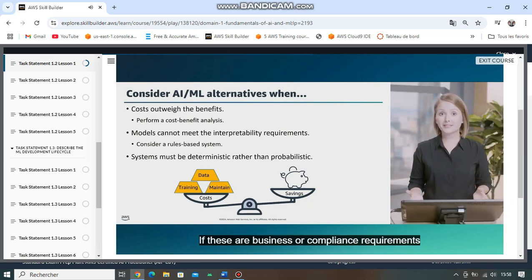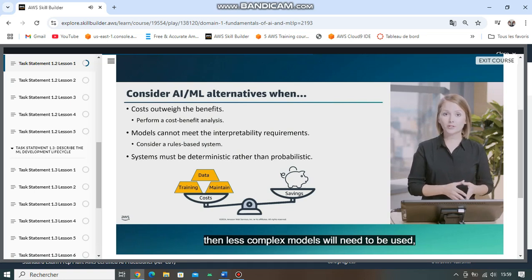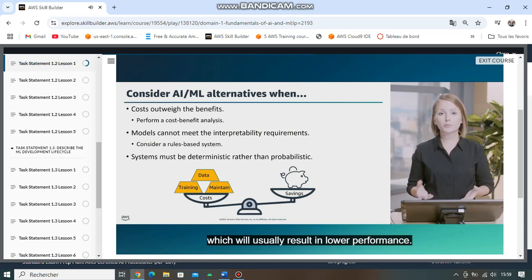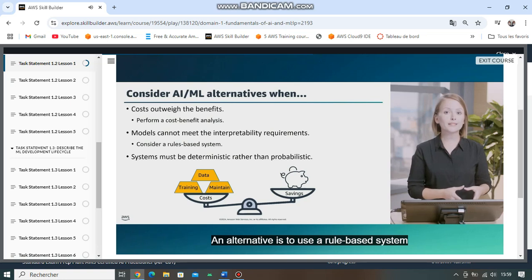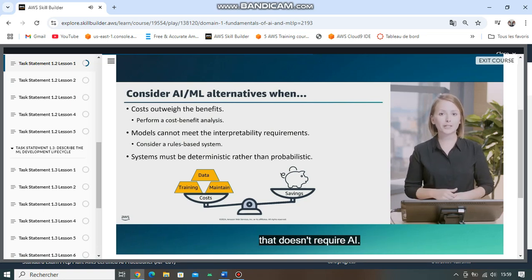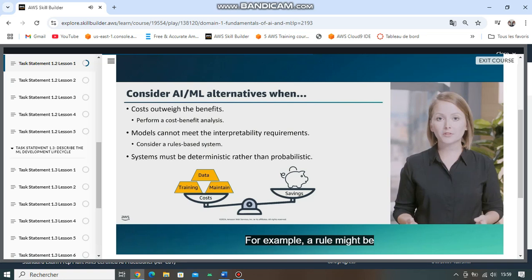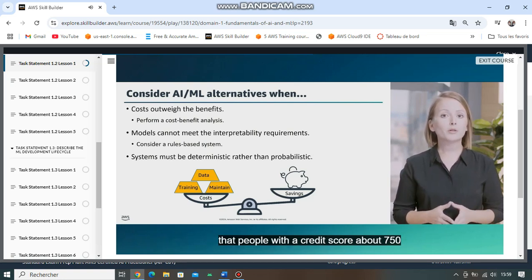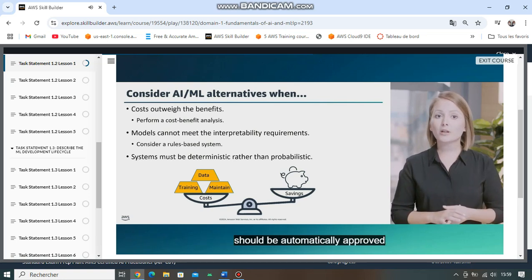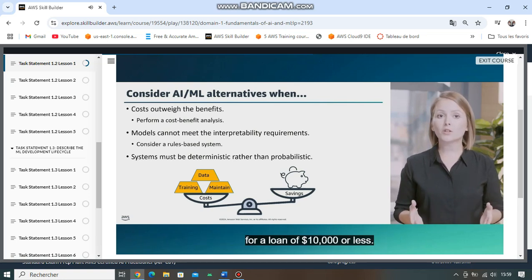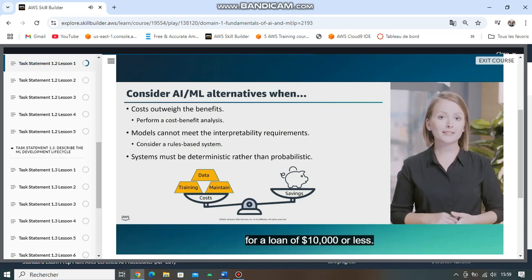If there are business or compliance requirements for complete transparency, then less complex models will need to be used, which will usually result in lower performance. An alternative is to use a rule-based system that doesn't require AI. For example, a rule might be that people with a credit score above 750 should be automatically approved for a loan of $10,000 or less.